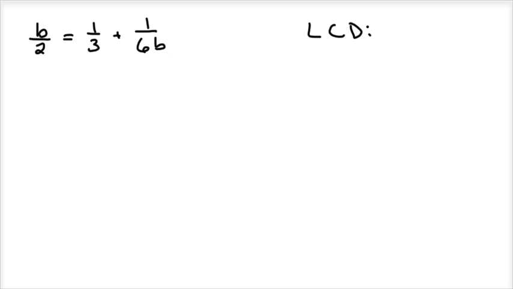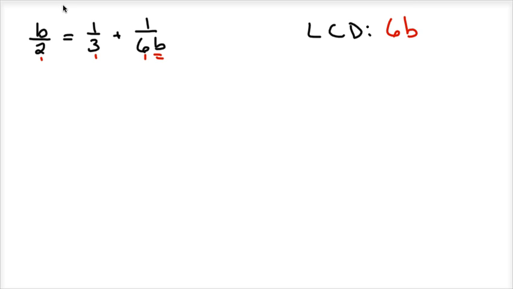Okay, so this lesson, solving rational expressions. First example. b over 2 equals 1 over 3 plus 6 over b. First thing we need is a common denominator. Our coefficients are 2, 3, and 6. What is a common denominator between 2, 3, and 6? It's going to be 6. I also have a b here, so I need, what else do I need? A b. So my common denominator is going to be 6b.